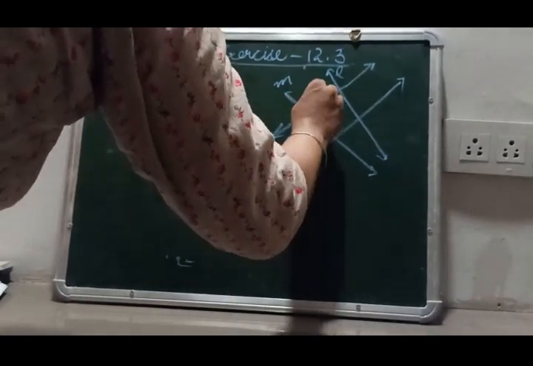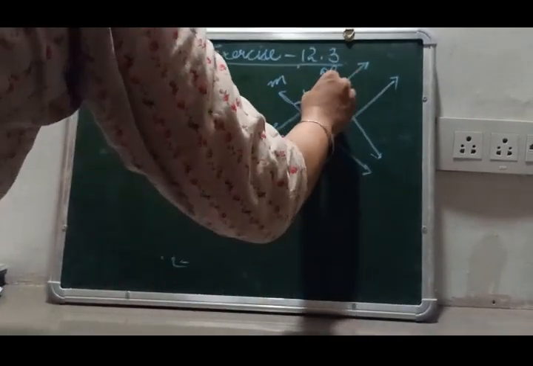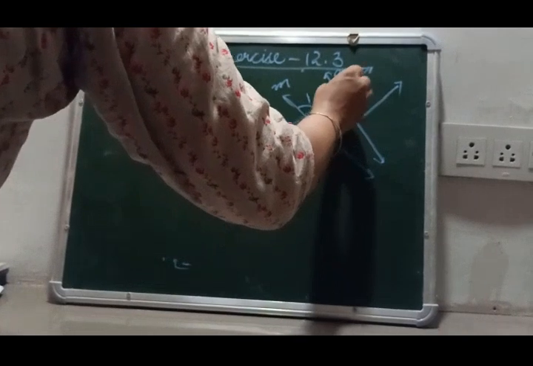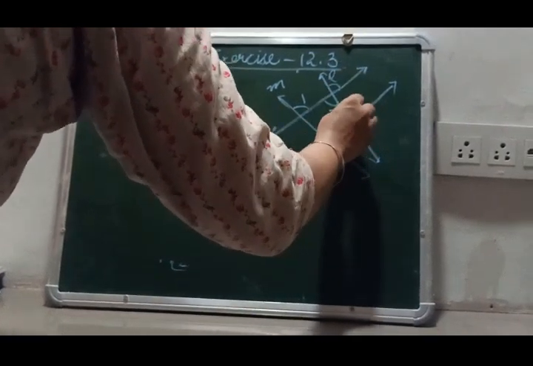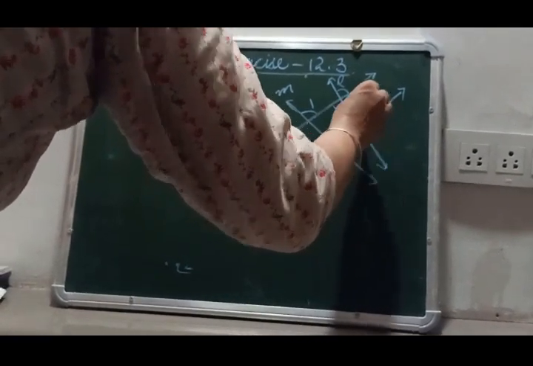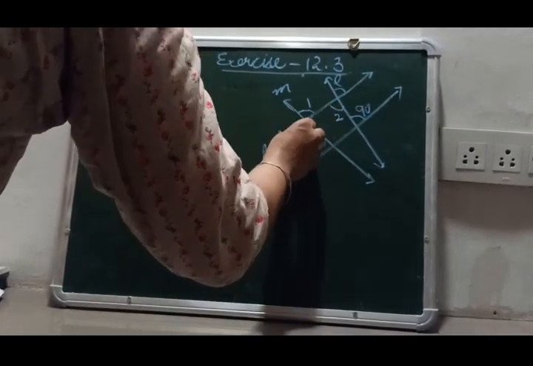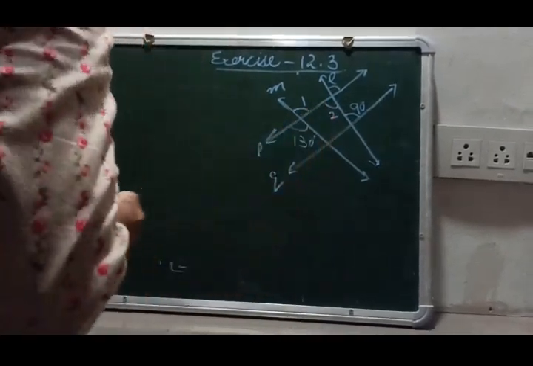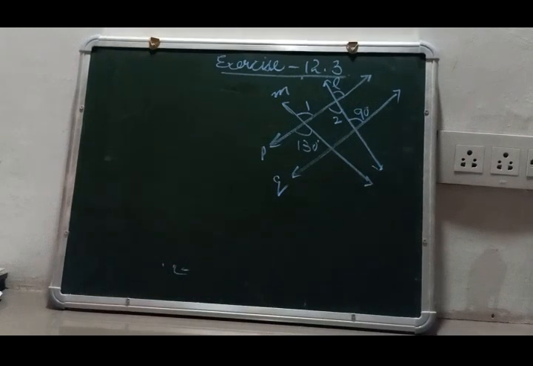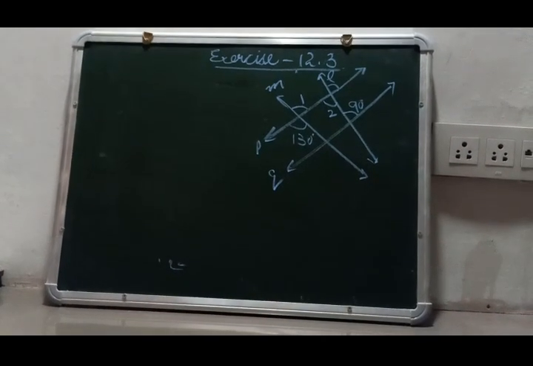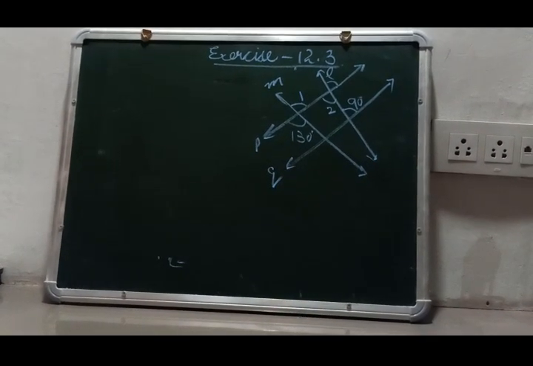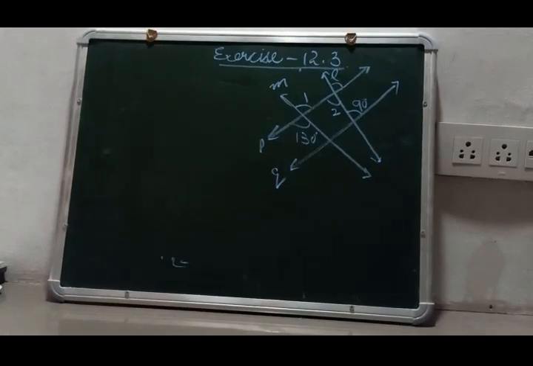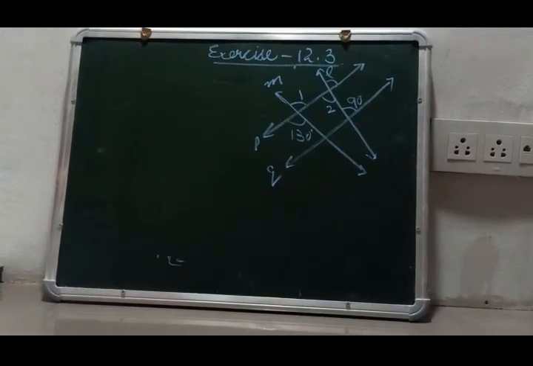Here we have marked angle 1, this is angle 2, this one 90 degree and this is 130 degree. So we have to find angles 1 and 2, and after that we have to tell how many 90 degree angles we can find in this figure.